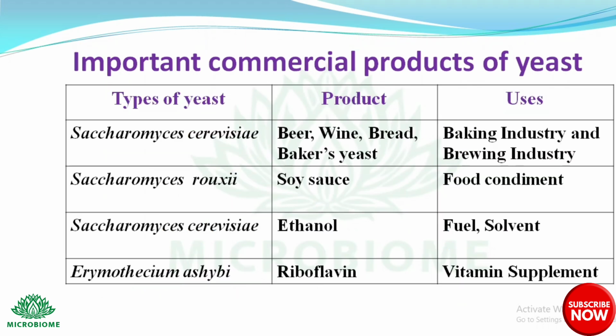Then, important commercial products of yeast. Saccharomyces cerevisiae, the products beer, wine, bread, baker's yeast. So, the uses are baking industry and brewing industry. Then, Saccharomyces rouxii, the product obtained is soy sauce and uses in food condiment. Then, Saccharomyces cerevisiae for ethanol production and uses fuel and solvent. Eremothecium ashbyii for riboflavin production, used as vitamin supplement.